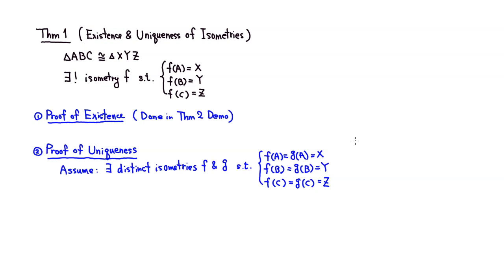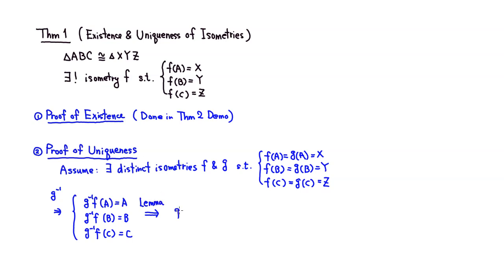Then you can see that if you apply G inverse, it's an isometry, so it's a transformation, so the inverse exists. If you apply G inverse to all of these, we're going to get this. G inverse of F of A is obviously equal to A. G inverse of F of B is equal to B. And G inverse of F of C is obviously equal to C. So by the lemma, we have three non-collinear fixed points.